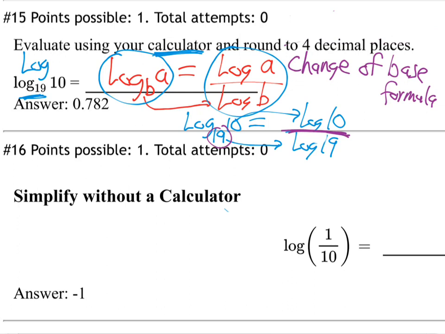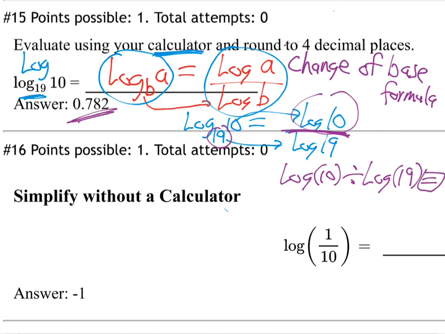So anyway, now you can hit the buttons on your calculator. Hit log 10, close the parenthesis, divided by log 19, close parenthesis, hit equals, and you'll get this number right here, 0.782.